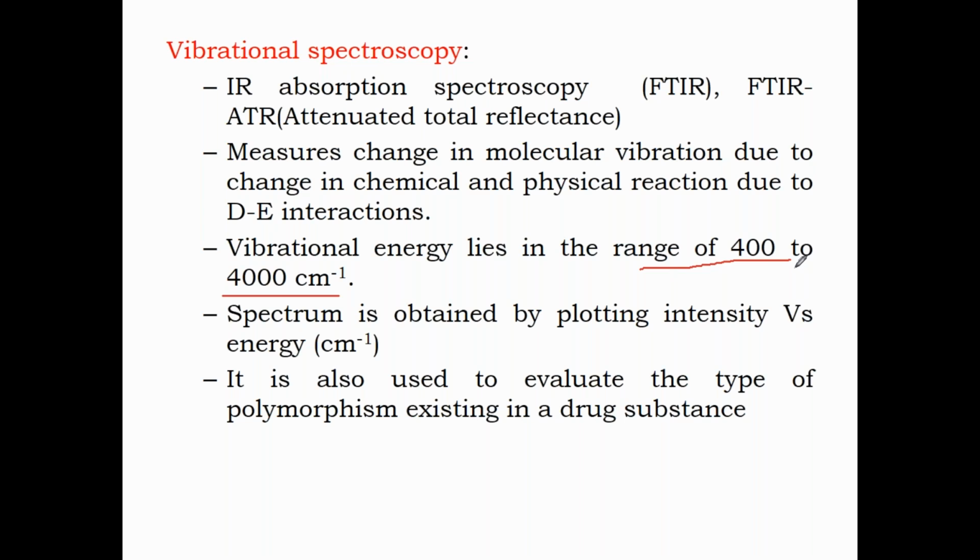Like in the case of UV, it is 200 to 400 nanometer. 400 to 800 is the visible range, and 200 to 400 nanometer is the UV range. Same here, the range for the IR spectra is 400 to 4000 centimeter inverse. It's not nanometer. They mix the sample with potassium bromide and plot.